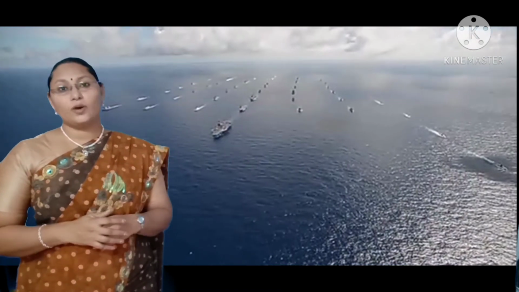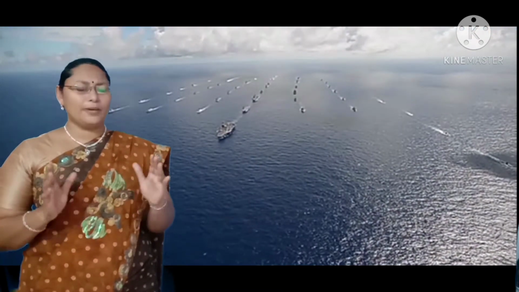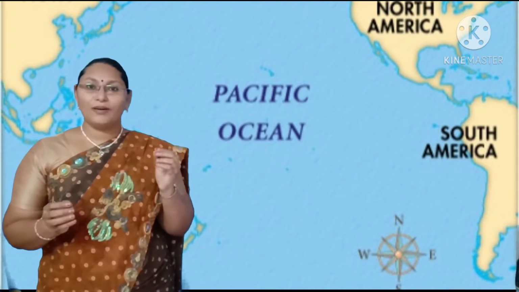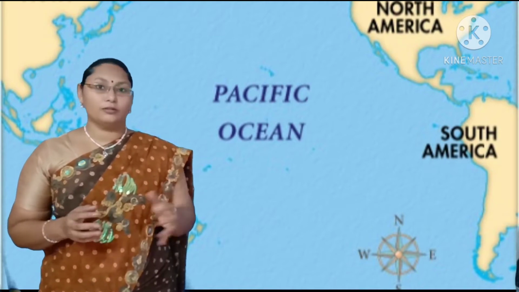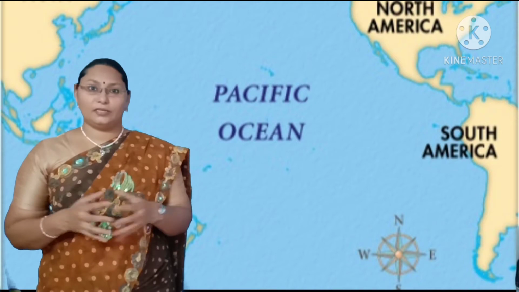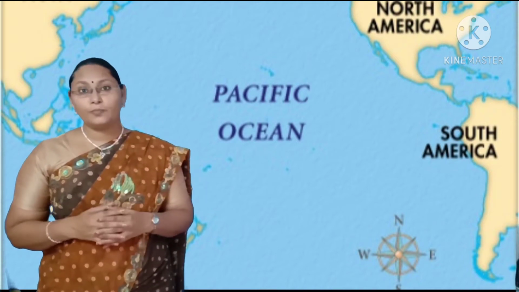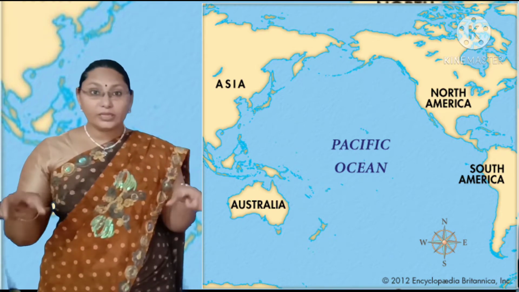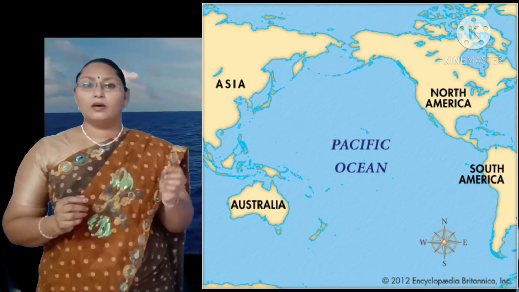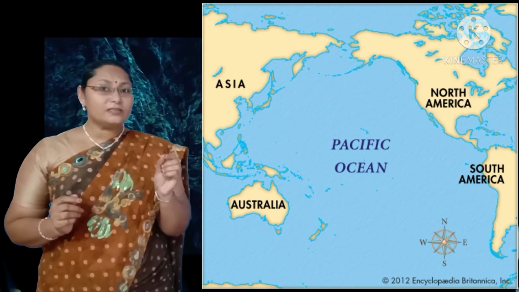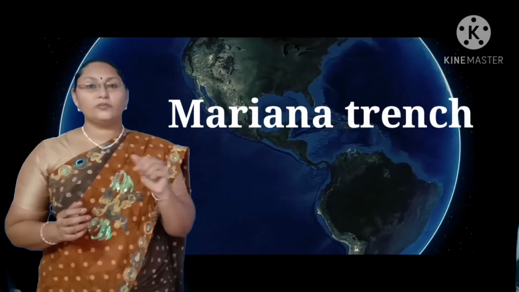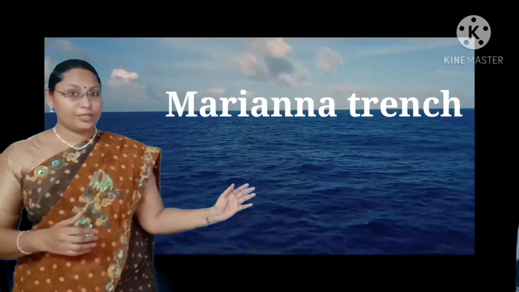Let us take the first one, the Pacific Ocean, which is the biggest ocean among these 5. The Pacific Ocean is a very big ocean on the planet earth and it covers many continents like Asia, Australia, North America, South America. And Mariana Trench is the deepest location on the planet earth. That too is in the Pacific Ocean.